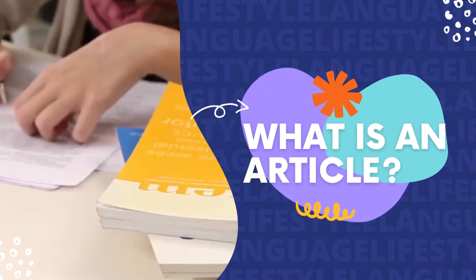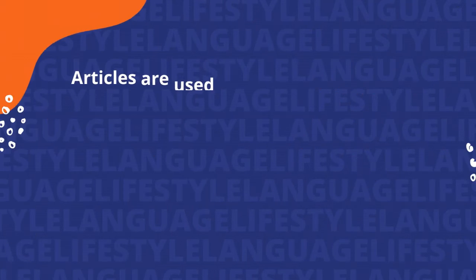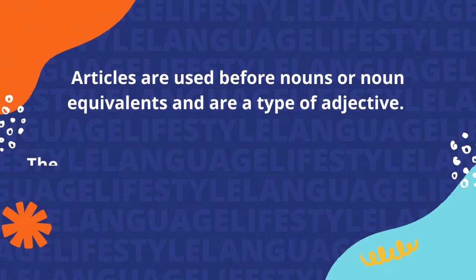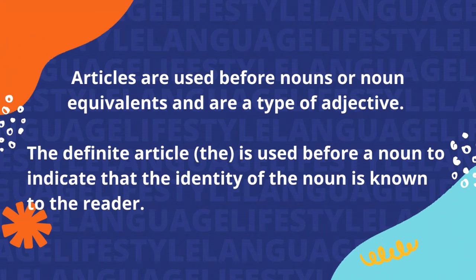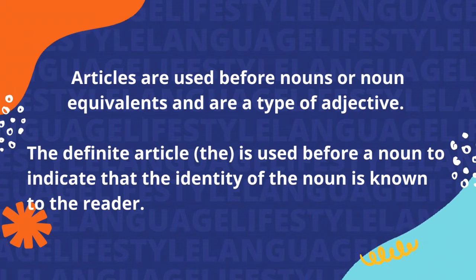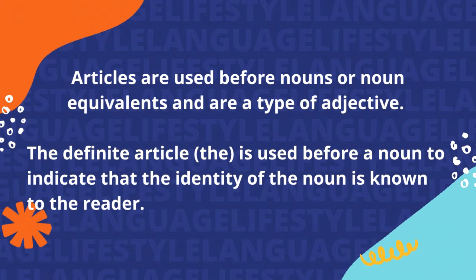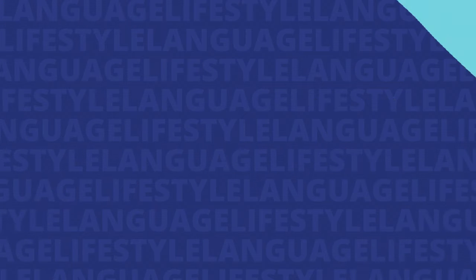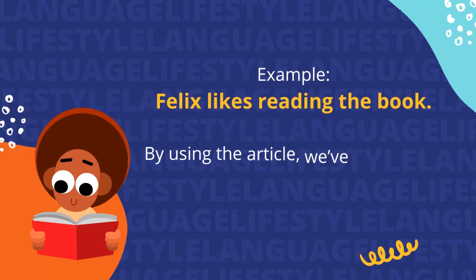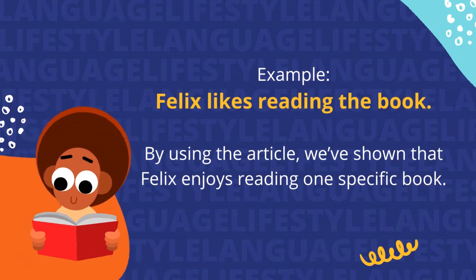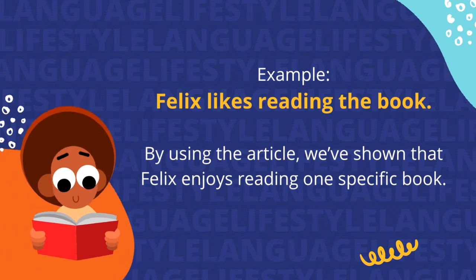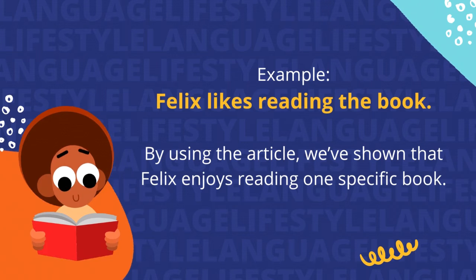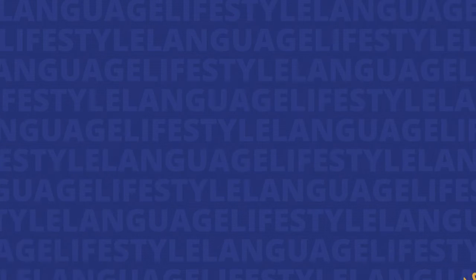What is an article? Articles are used before nouns or noun equivalents and are a type of adjective. The definite article the is used before a noun to indicate that the identity of the noun is known to the reader. Here's an example of an article used in a sentence. Felix likes reading the book. By using the article, we've shown that Felix enjoys reading one specific book.